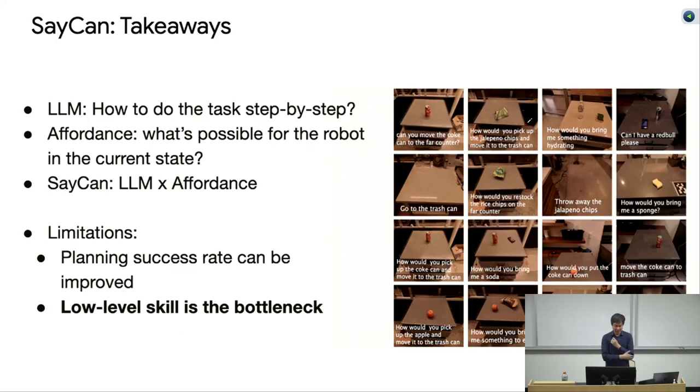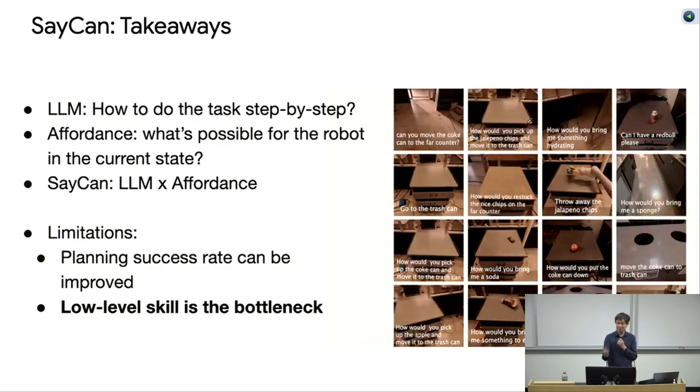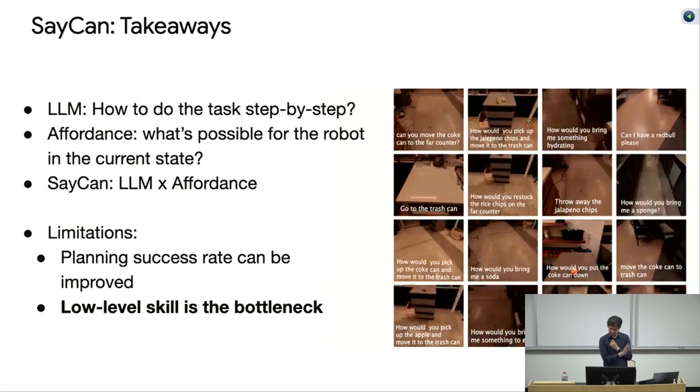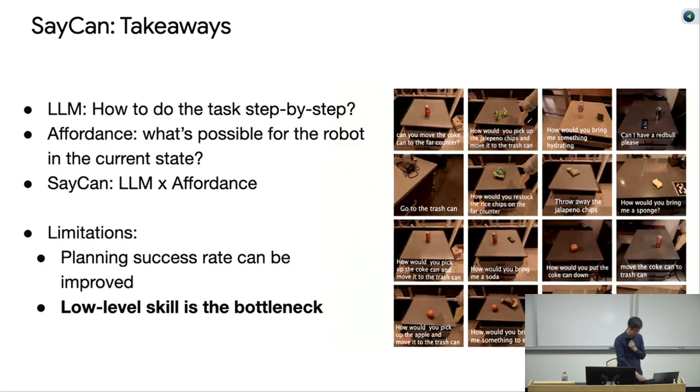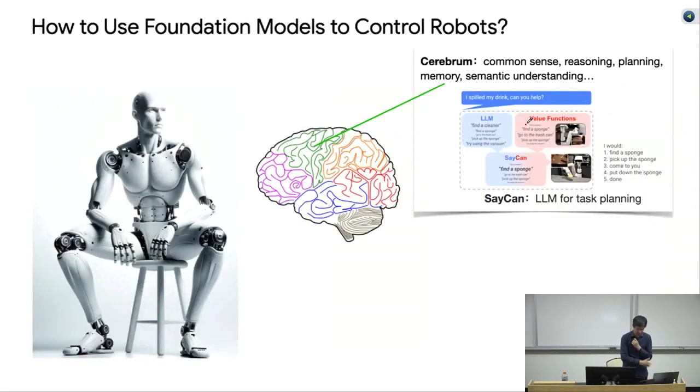So the second limitation is that low-level skill is still the bottleneck. These low-level skills are like manipulation, object navigation, and so on and so forth. We only have a 60-ish percent success rate, so it's still the bottleneck. But this is also a good transition to talk about the second project.